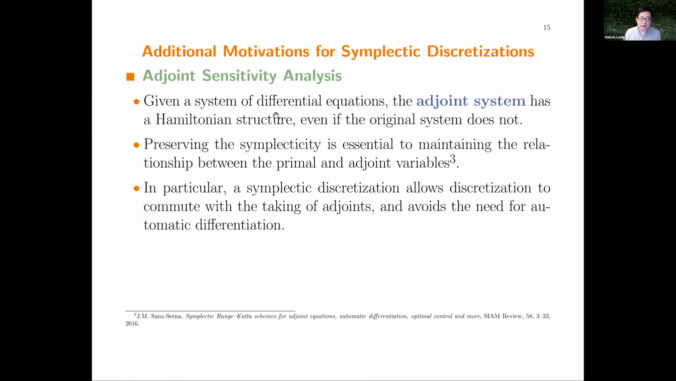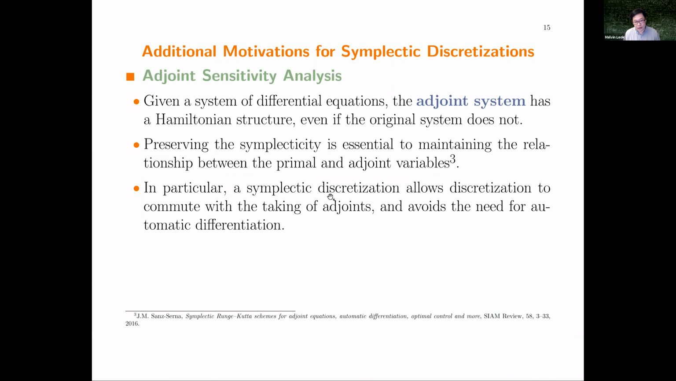Then the combination of the system of differential equations and the adjoint system has a Hamiltonian structure, even if the original system of differential equations does not have a Hamiltonian structure. In particular, the idea of symplecticity in this setting is essentially encoding the standard relationship between the original variables and the adjoint variables. So if you break the symplecticity condition, you break all value in computing the adjoint system. Okay. So why is this interesting?